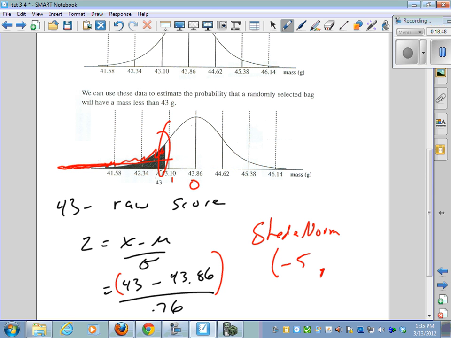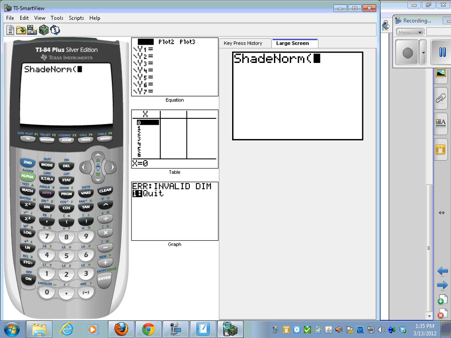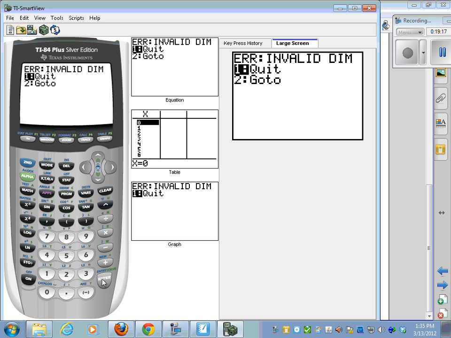Now, what's this z score that we're shading up to? -1.13. Okay, so on your graphing calculator, you're going to go shade norm -5, comma, -1.13. It's like a boundary thing. You're shading from -5 all the way to -1.13. Okay, press enter. I get an invalid dim.